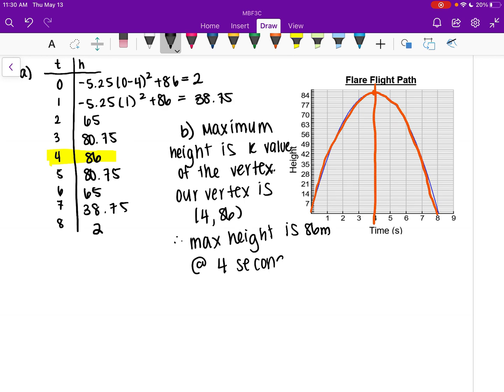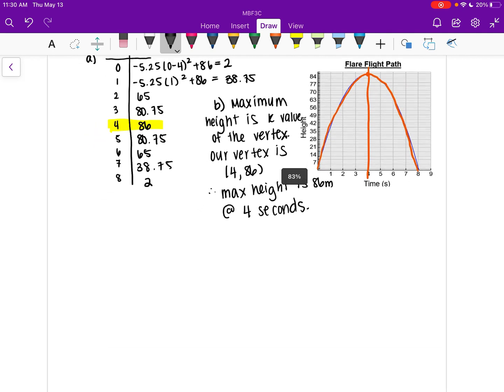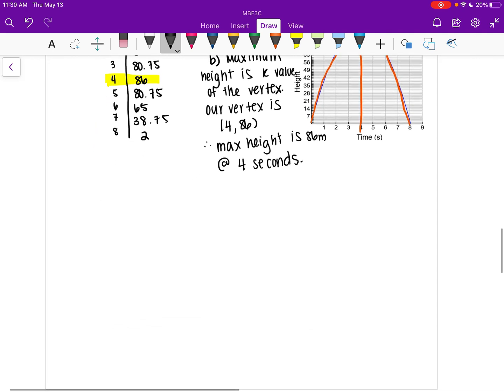And this is more just an understanding: do you understand what the graph is asking you and what it's telling you? So you just go and look, okay, time is 4 seconds. What's the highest point it can reach? 86. So I know that's my maximum. Less math, more reading into the graph.